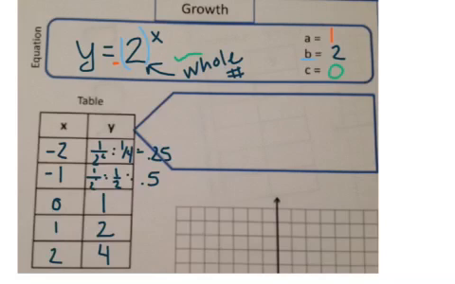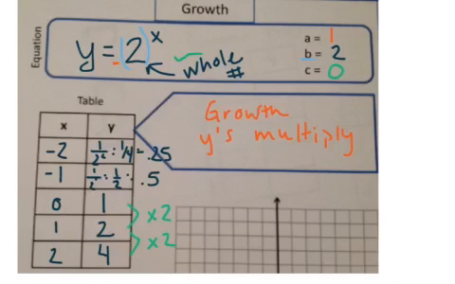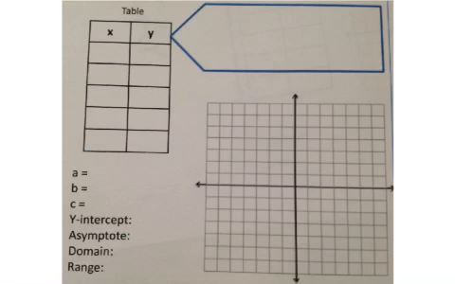So with our table though, we remember it's growth. The y's multiply. Meaning, to get from 1 to 2, I multiply by 2. To get from 2 to 4, I multiply by 2. To get from a half to a whole, multiply by 2. Multiply 2 quarters together, it's 50 cents. So I'm always multiplying by 2. So there's our multiplication.